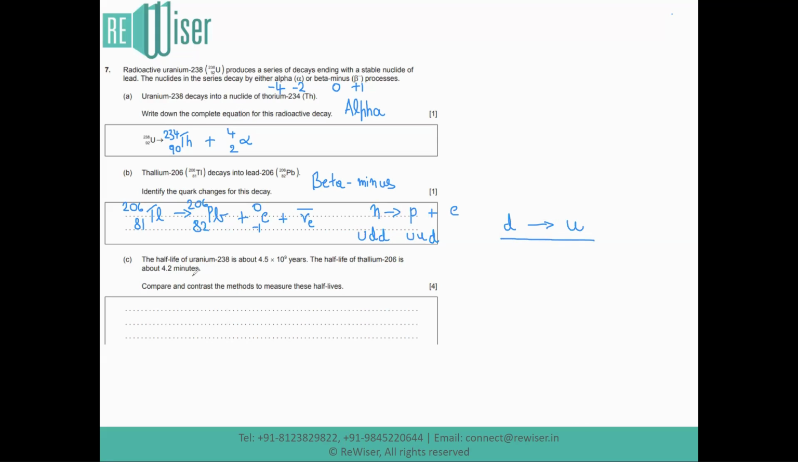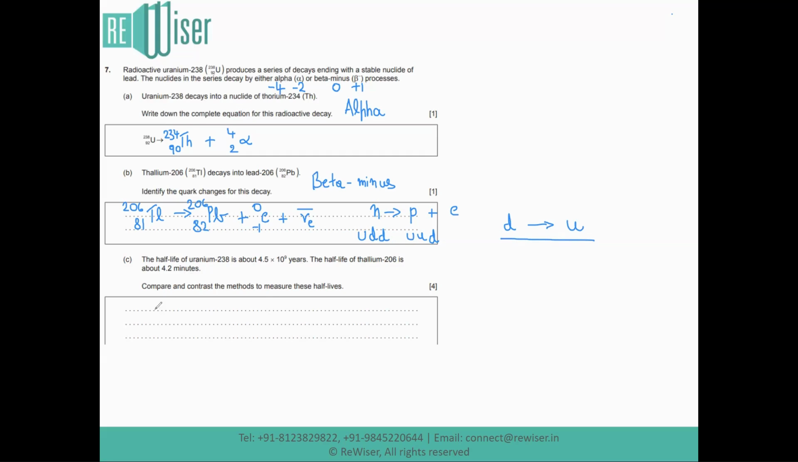Moving on to part C, the half-life of uranium-238 is about 4.5 times 10 to the power of 9 years. The half-life of thallium is about 4.2 minutes. Compare and contrast the methods to measure these half-lives. Here we notice that uranium has a very high half-life, whereas thallium has a very small half-life. By comparison, the half-life of uranium is impractical to measure in actual time.